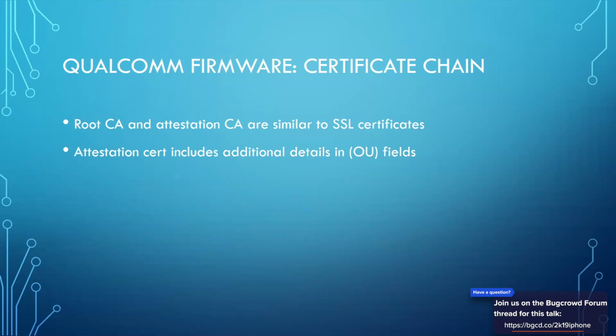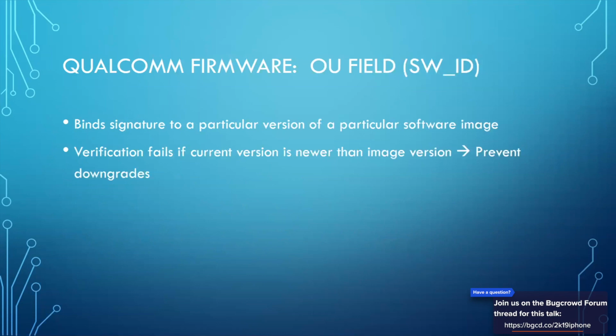The root certificate authority and the attestation certificate authority are similar to SSL certificates, and this attestation certificate is an important one and very different in comparison to the other certificates, because it contains some core specific information for Qualcomm encoded in organization unit fields. So these fields, I'll just quickly walk through them because they're important.